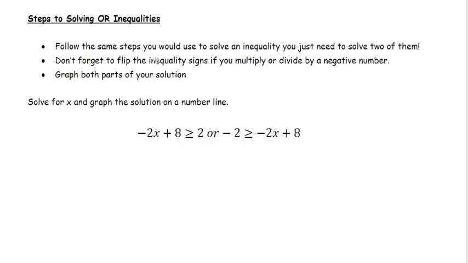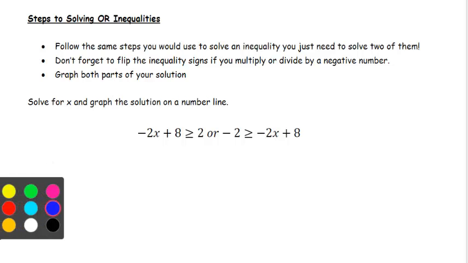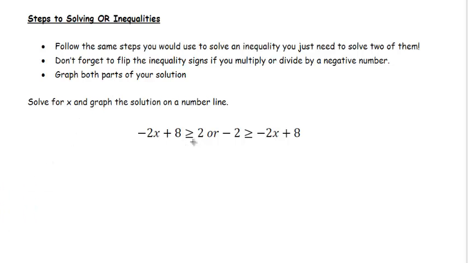Still the same rules if we're going to flip things when we divide by negative or multiply by negative. And when we graph, don't forget we're going to be graphing 2 separate things here. So let's jump into it. Negative 2x plus 8 is greater than or equal to 2.